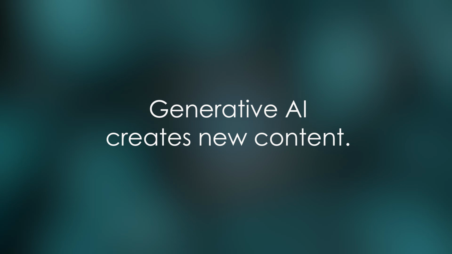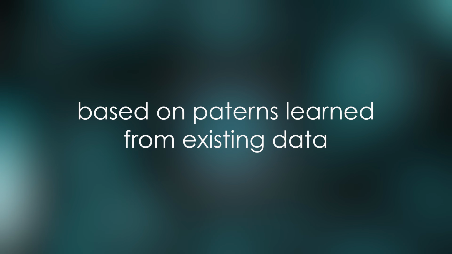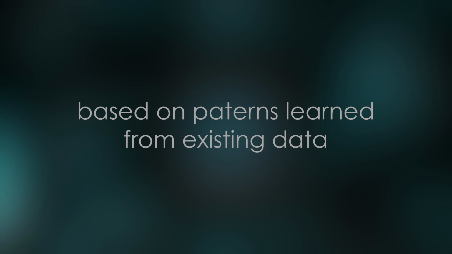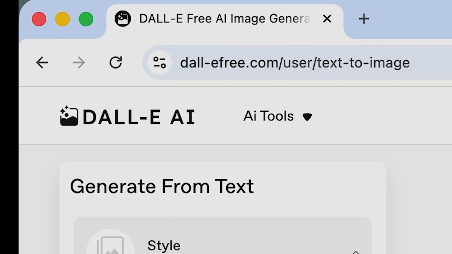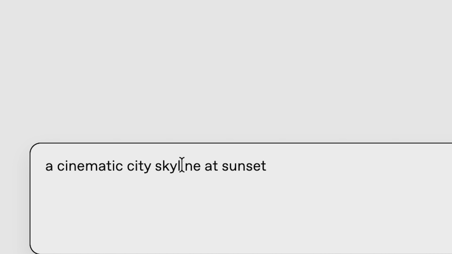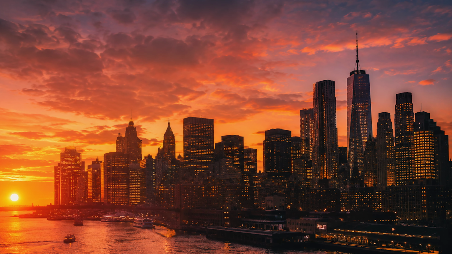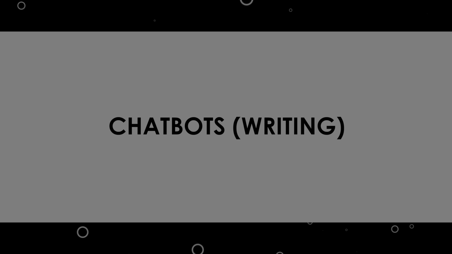Generative AI is a type of artificial intelligence that creates new content, like images, text, audio, video, based on patterns learned from existing data. Here are 5 examples of generative AI based on that definition. DALL-E. Images. AI image generators like DALL-E can create original images from a text prompt, such as a cinematic city skyline at sunset, by generating new visuals based on learned image data. Enter prompt, AI generates image, generative AI.